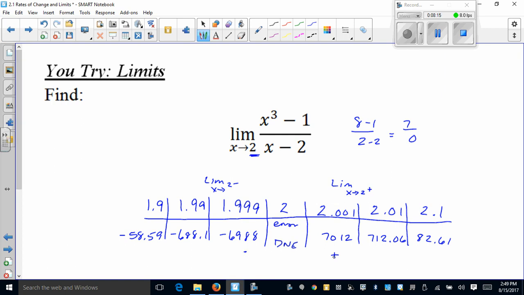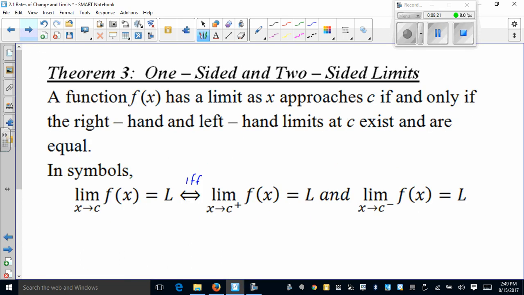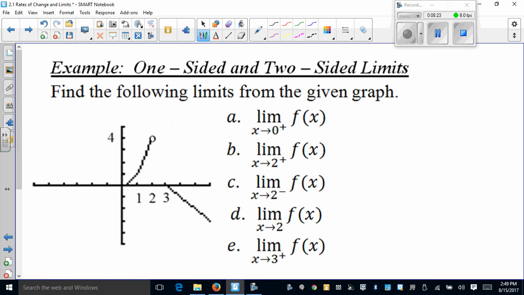Okay, so we want to look at this one here. Find the following limits from the given graph. So I want the limit of f of x as x approaches 0 from the right. So this is 0 from the right, so it has to have a line, has to have a way of getting there. It comes down further and further and further. And our y value, please remember we're looking at y values. Okay, y values. This gets closer and closer to 0. The value of y is 0.